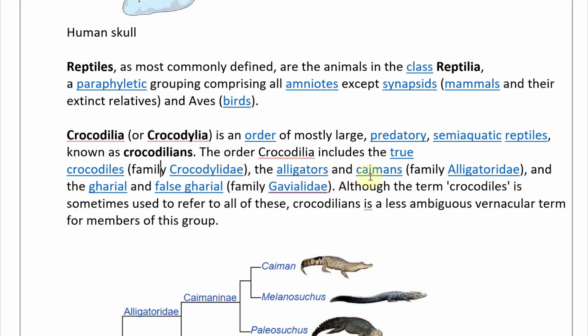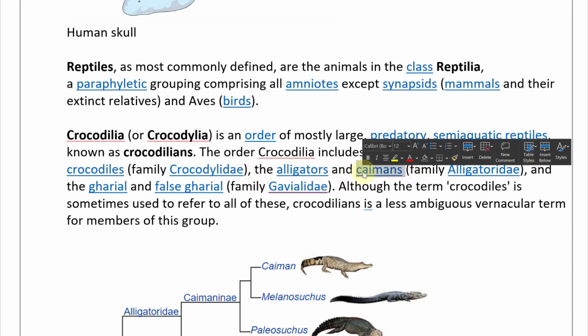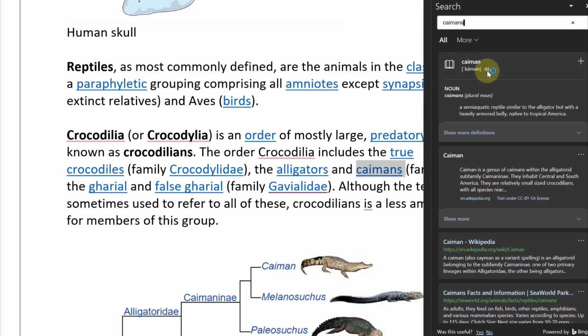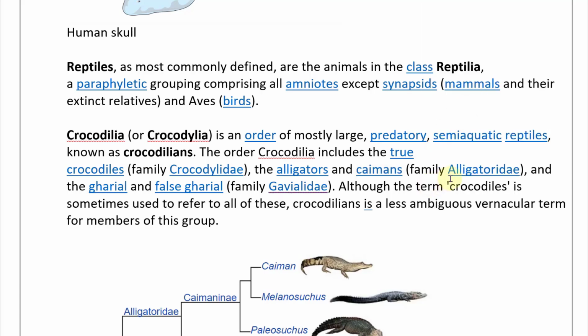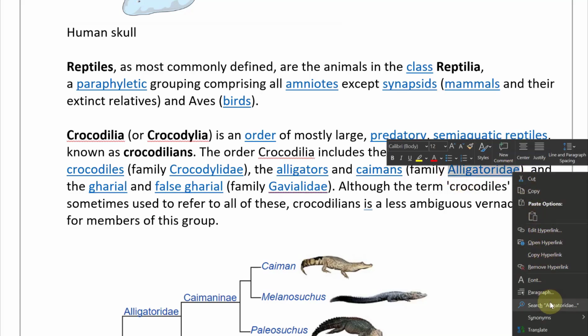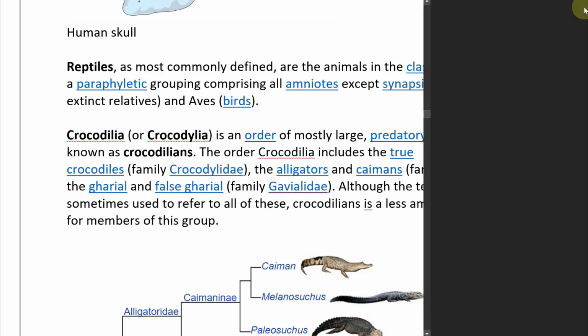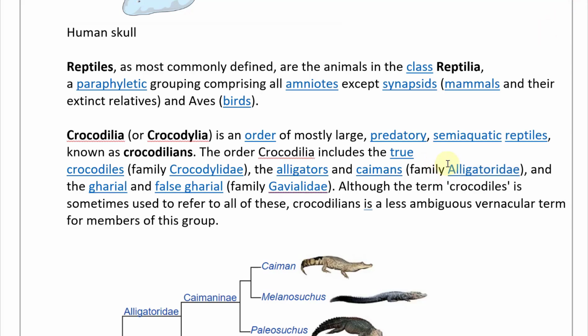So, the alligators and caimans. See this one. There it is, caiman. The alligators and caimans, family Alligatoridae. We could try this one time to see if it shows up. It does not show it. I'll just Google this. So Alligatoridae.